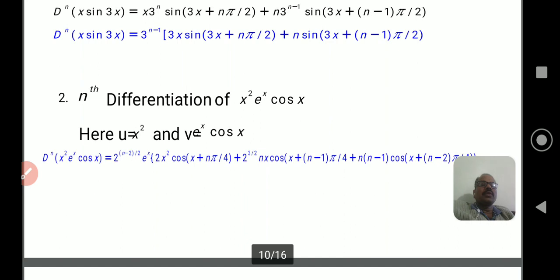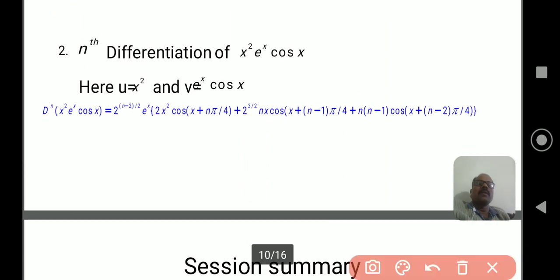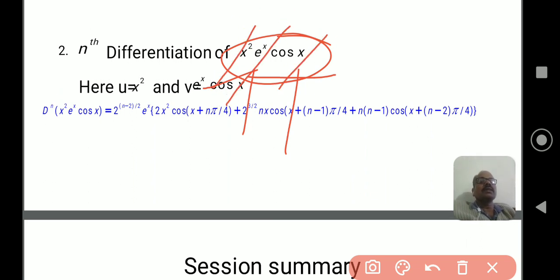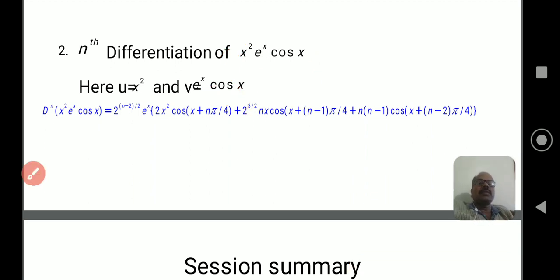Okay, now observe the result for the second example here: x square e power x cos x. We have three terms here. You have to make a pair in such a way that you have standard nth derivative results. For x square you have the nth derivative result, and e power x into cos x is also an nth derivative result. Individually they are nth derivative results, but there is no such standard result for x square e power x cos x, so we use the Leibniz theorem. You can take only two parts here. That is the reason I am taking it like this.